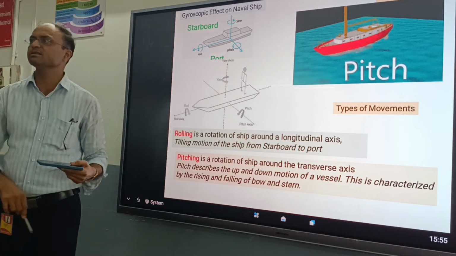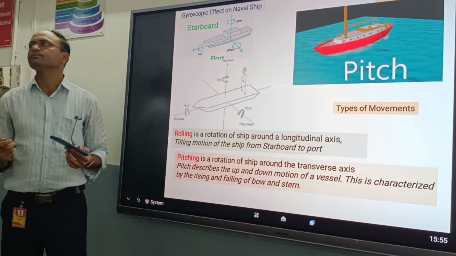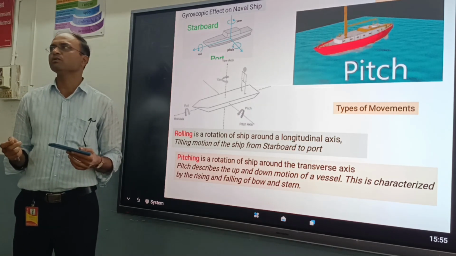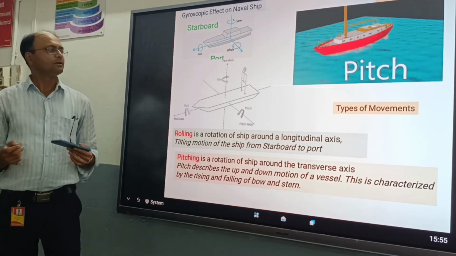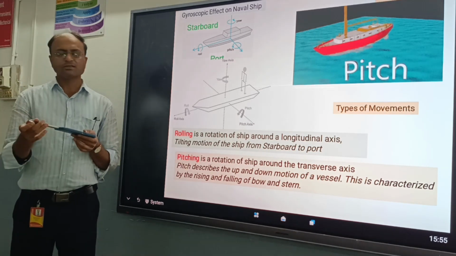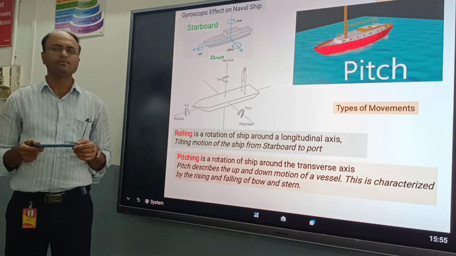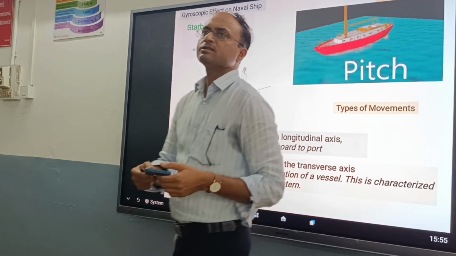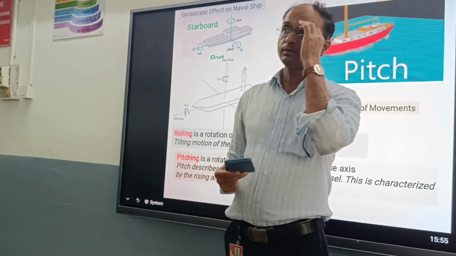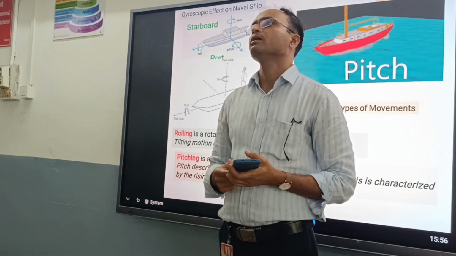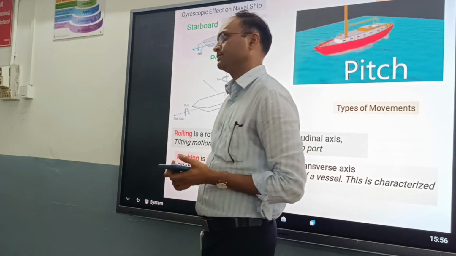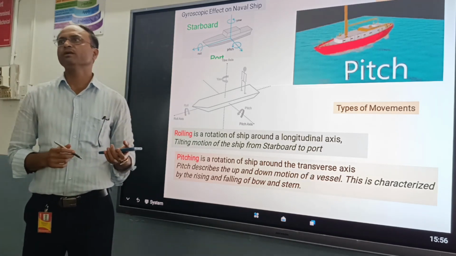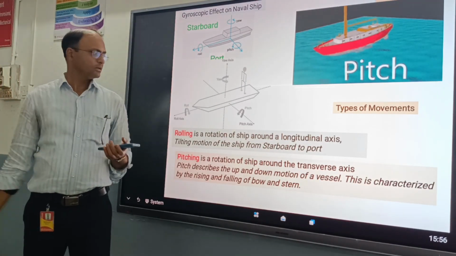So first you write down, first the axes. There are three axes in case of ship. Number one, longitudinal axis. Number two, transverse axis. And number three, vertical axis. Now first motion, next line.